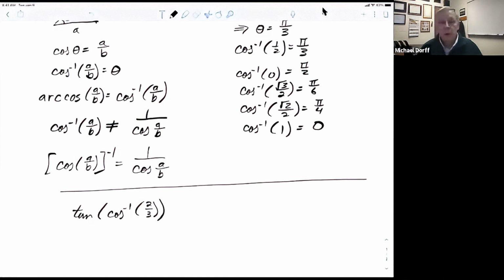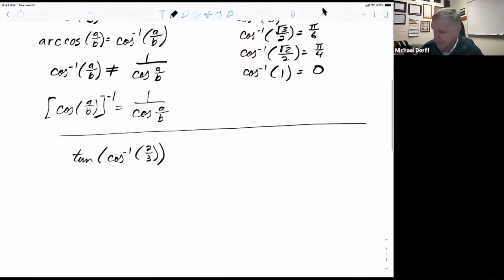And 2/3 is one that we don't know the value of. We don't know what the exact value of the inverse cosine of 2/3 is. So you might say, well, Coach Dorff, then how can we solve this problem? Well, we're going to do the following. We're going to make a triangle. We know that the inverse cosine of 2/3 is going to equal an angle. So let's just call that angle theta.